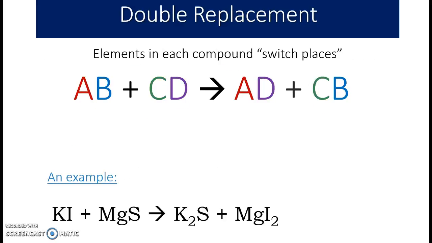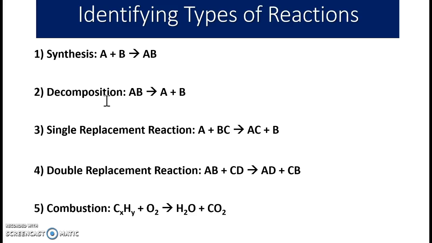And then double replacement, our last one, is where you have elements in each compound swap places. So we have AB plus CD, and then we create a new compound between A and D, between those elements, and another new compound between element C and B. So knowing these reaction frameworks is going to help us to identify the 5 different types of reactions.